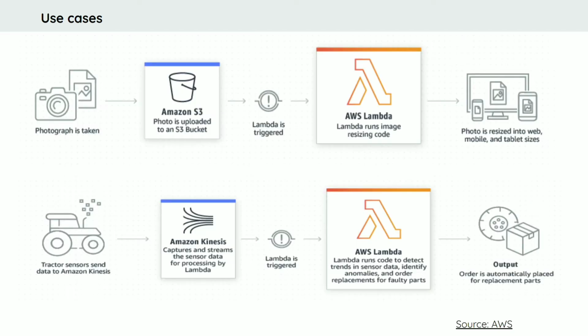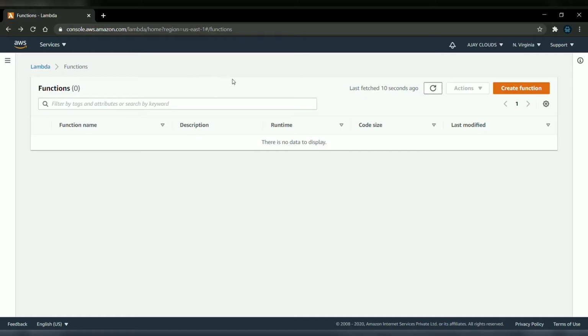Let's look into a real-time example of AWS Lambda. Suppose you want to resize an image into web, mobile and tablet sizes. For that, you have to take a photo and upload it to the S3 bucket, and when you upload the photo to the S3 bucket, your Lambda function will be triggered. For that, you have to write a code, and then Lambda will give the resized photo. Okay, let's jump into the demo.